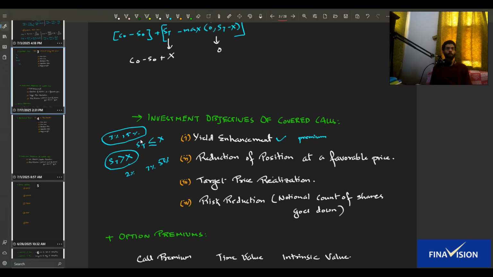Now, the next option is reduction of position at a favorable price. Reduction of position at a favorable price. What do we mean by this?